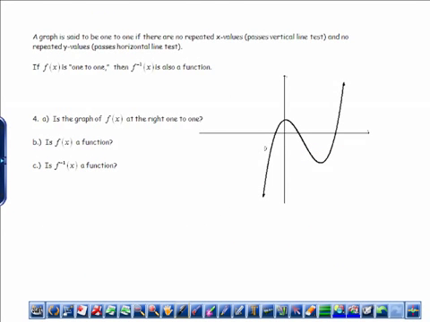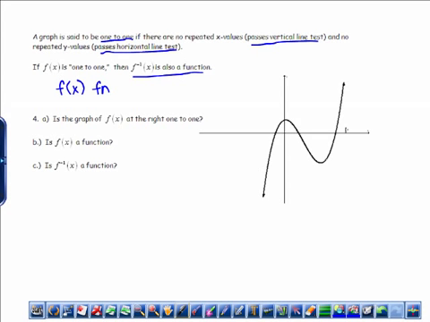Okay, last thing is this idea of something that's one-to-one. And this is an important phrase. It's good to commit this to memory, but also hopefully you'll really understand what it is. It says a graph is said to be one-to-one if there are no repeated x values, meaning it's a function, it passes the vertical line test, and no repeated y values, it passes the horizontal line test. Basically, if f of x is one-to-one, then f of x is a function, which we knew just by it being called f of x, but then also its inverse is a function.